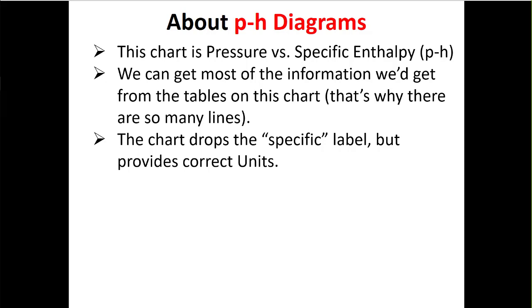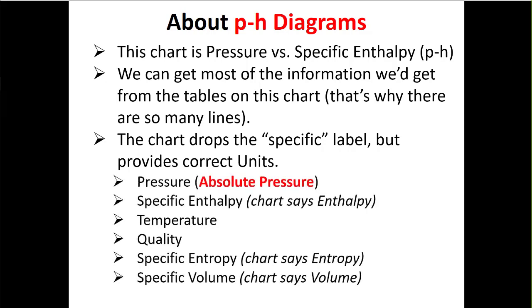This chart labels the different values, but it never uses the word specific. So we have to remember that all the variables on this graph are intensive variables. They should all say specific in front of them, unless it's something like pressure, which is just naturally intensive, just like temperature. Pressure is absolute pressure, not gauge pressure. Enthalpy is really specific enthalpy. Temperature is just temperature. Quality is just quality. It says entropy on the chart, but it's really specific entropy. And it says volume on the chart, but it's really specific volume. And if you check the units, you get that too.